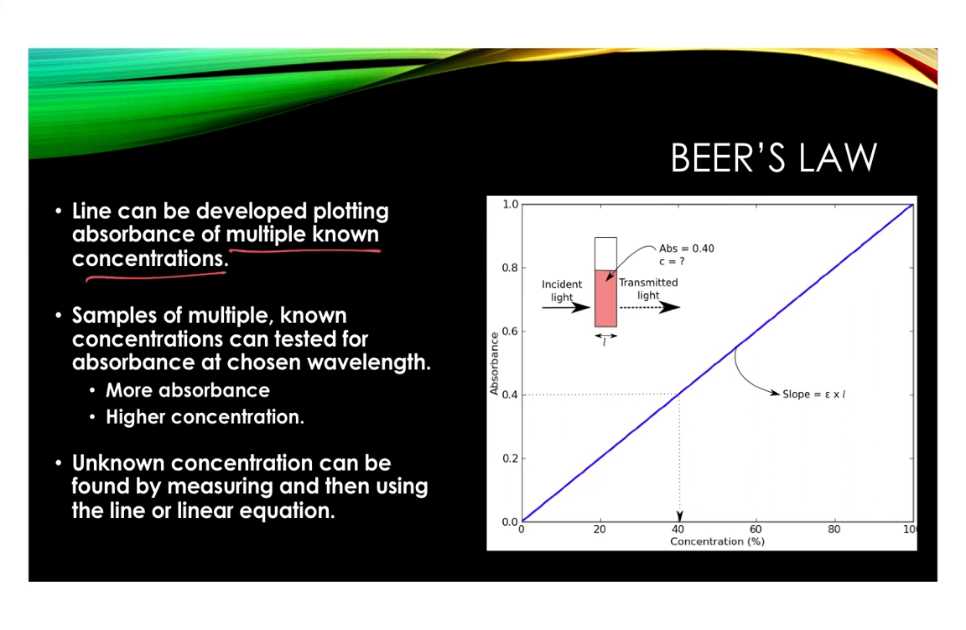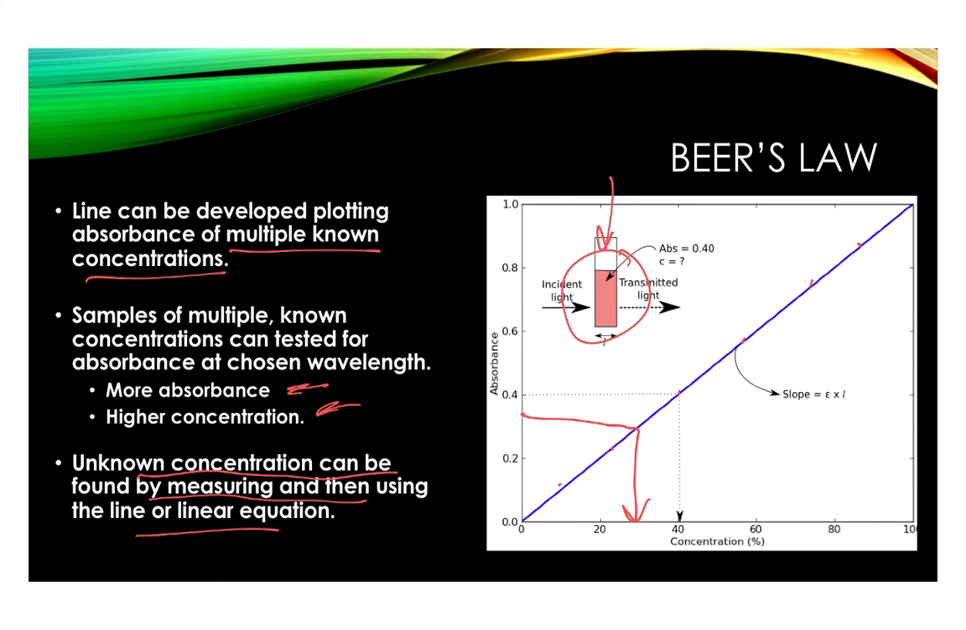using multiple known concentrations. The sample concentrations can be tested for absorbance at a chosen wavelength. So again, more absorbance is higher concentration. And we can then find any unknown concentration by measuring and then using the line or the linear equation. So if we make a whole bunch of solutions at different concentrations, we can generate our Beer's law line or curve. And then if we have one that we don't know the concentration of, we can measure its absorbance and then figure out the concentration from that, right?